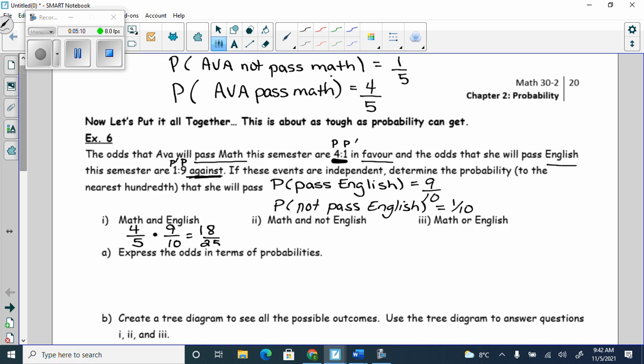The next one says passes math and not English. So math passing is 4 out of 5, and is multiplied, and then not passing English, 1 out of 10. What's it going to be? 2 out of 25.